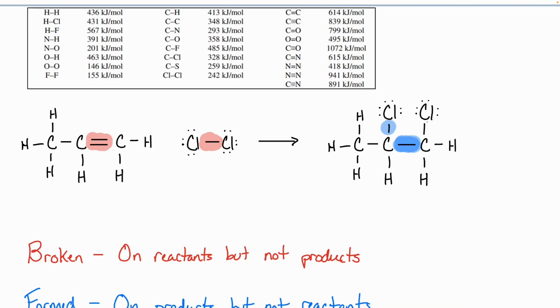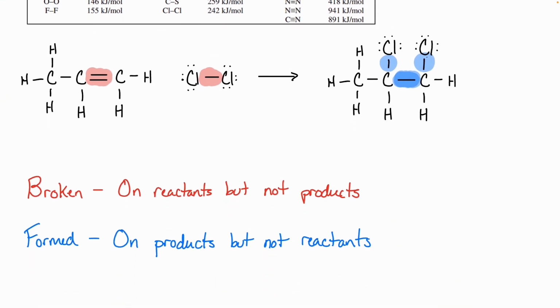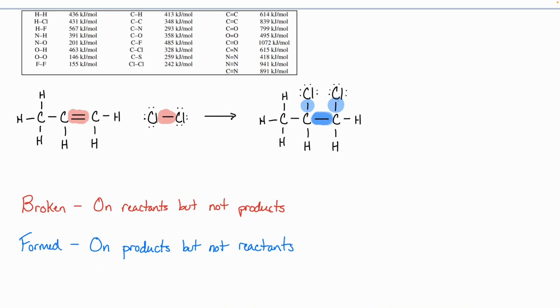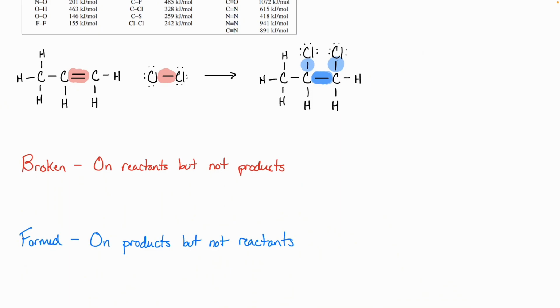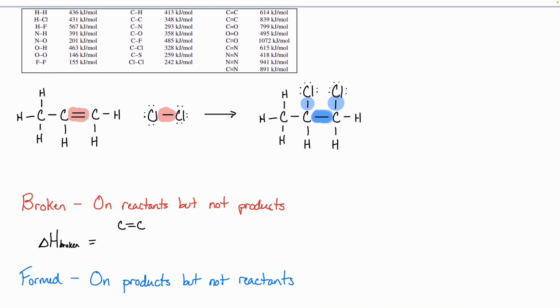Yeah, we have this carbon-carbon... sorry, this carbon-chlorine bond. We have a second carbon-chlorine bond as well. All right, so all of our bonds that are broken here, we're going to list those. All right, so we'll do this separately here. We're going to calculate the delta H of our broken bonds. And we need a carbon-carbon double bond plus our chlorine-chlorine bond.